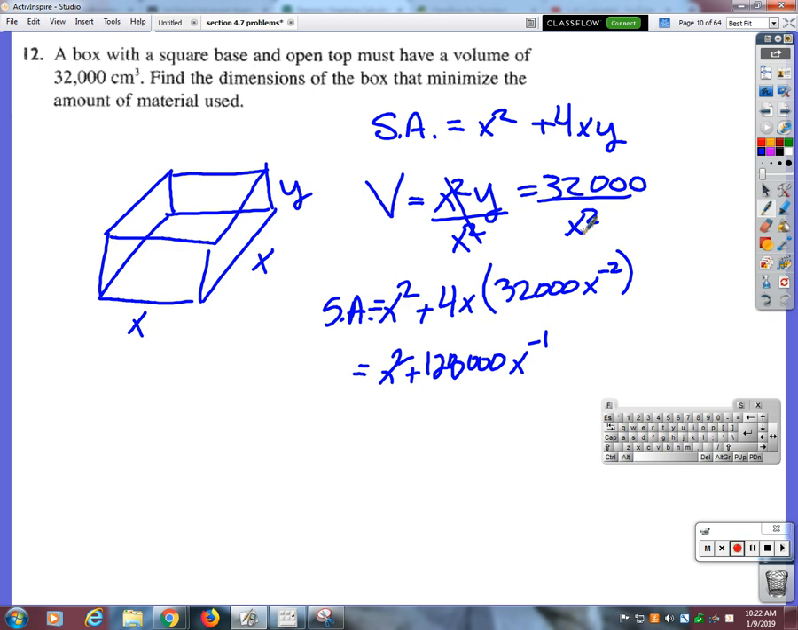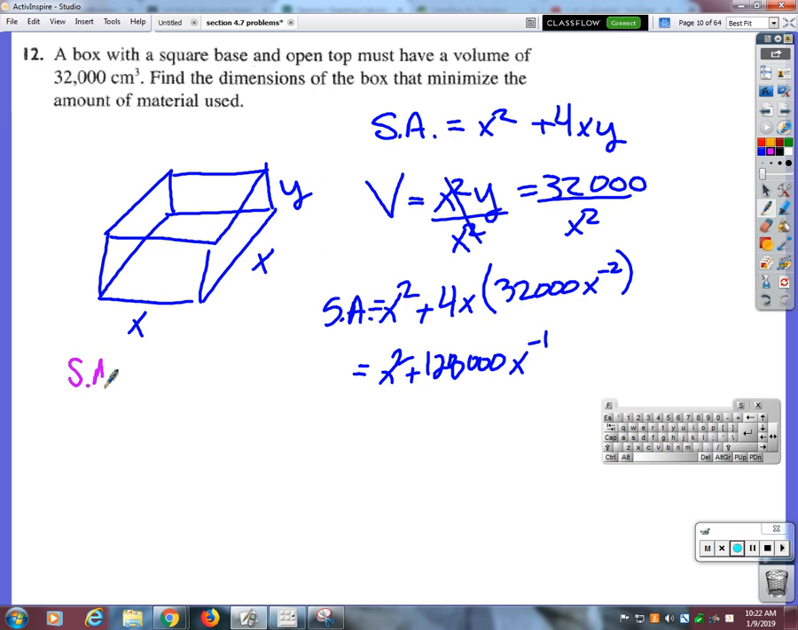Because this was an x squared on the bottom, right? So that made it an x to the negative 2 when I moved it up to the top. And then when I distributed this, x to the first times x to the negative 2 is x to the negative 1, because you just add the exponents when we take the derivative. Yeah. All right, so now let's take the derivative.